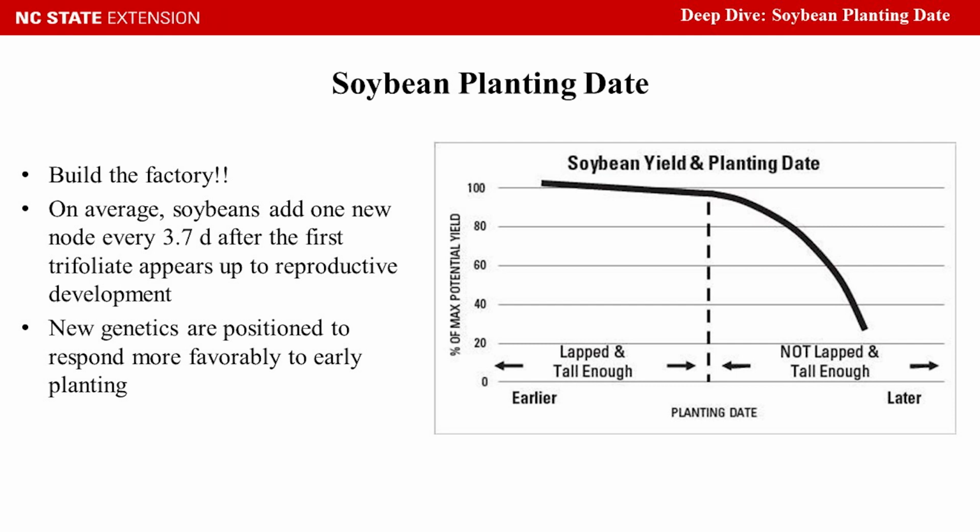And on average, when you look at soybeans planted across the U.S., you add one new node every 3.7 days after the first trifoliate leaf appears, so V1, up to the reproductive growth stages. So if you're planting earlier, you have more days to put on more nodes before the plant moves into reproductive development. That's one of the primary reasons that there's been all this interest in earlier soybean planting dates.